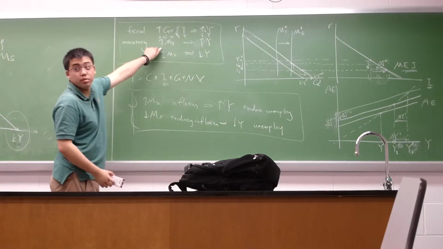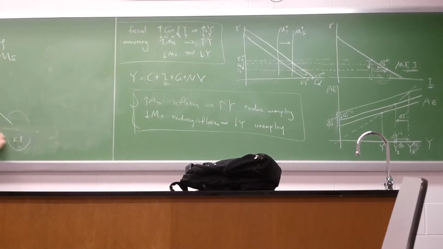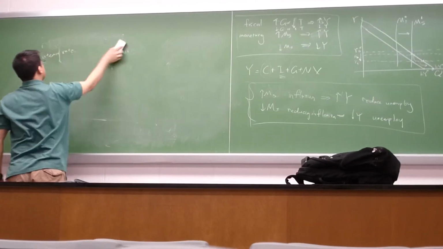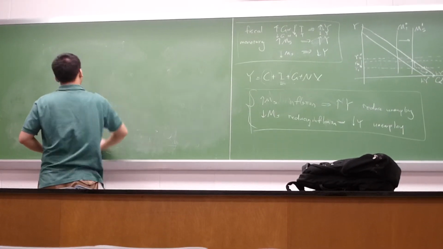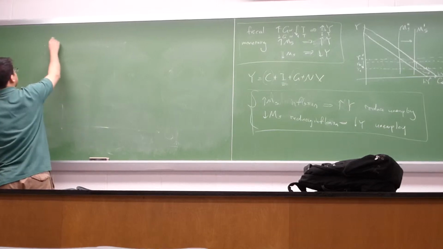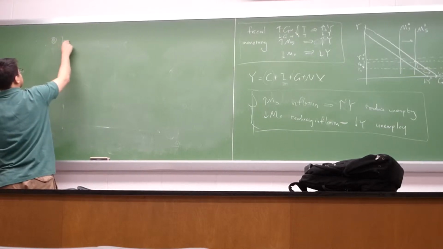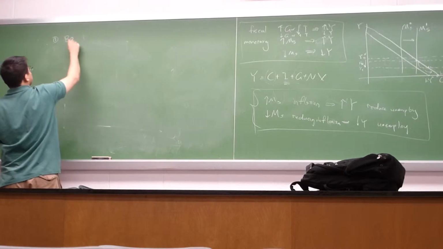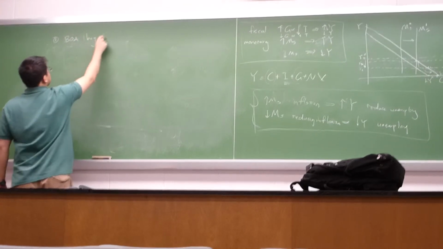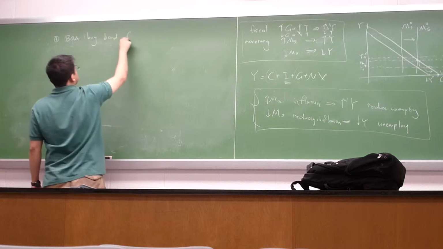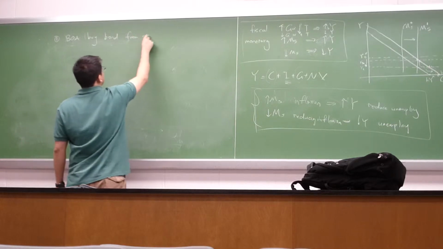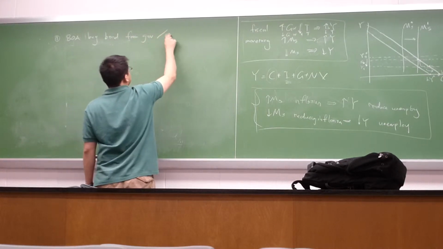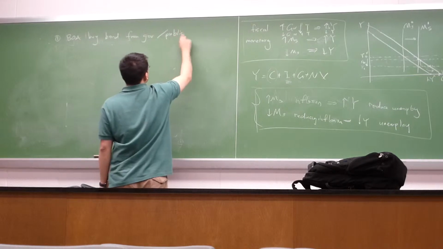Explain how to do this from some kind of ground operation. So there's three ways. The first is the Bank of Canada buying bonds from the government.